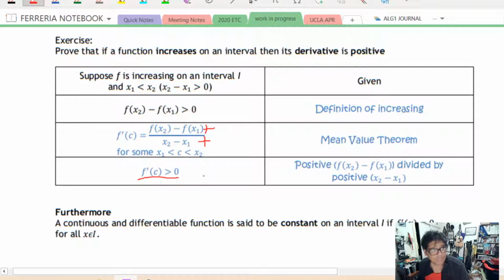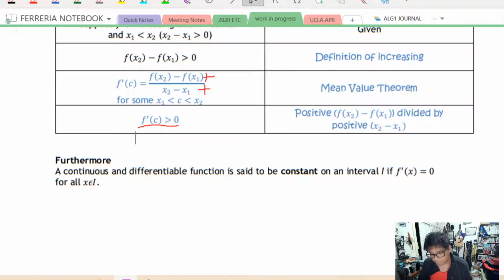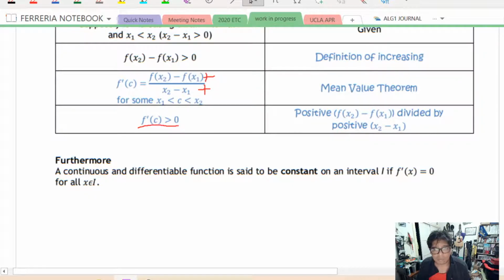Okay. So what does this mean? This means positive derivative, function increasing. Negative derivative, function decreasing. I bet you already knew that, but now we've given it a little bit of a proof. So furthermore, a continuous and differentiable function is said to be constant if f prime is equal to 0 for all x. So if the derivative equals 0 for all values of x in the interval, then we have ourselves a constant function, which, you know, looks like a horizontal line.